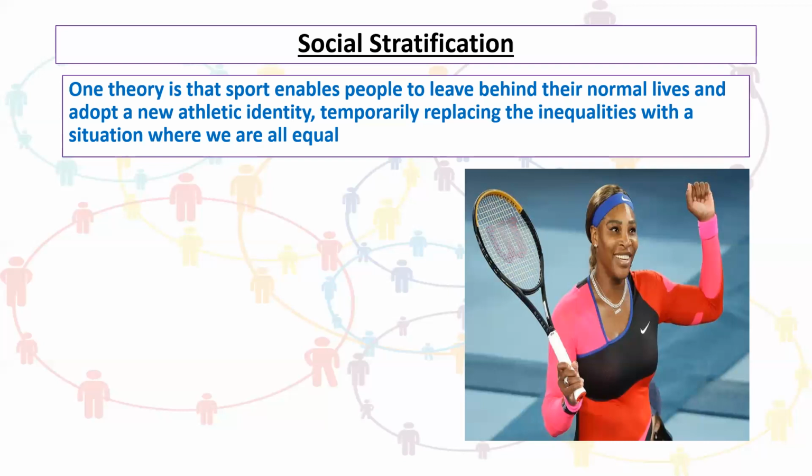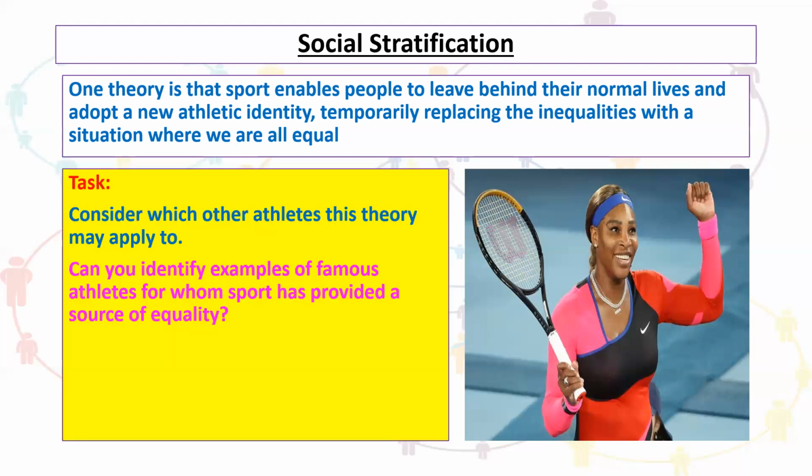So it's just a theory. It's just something to think about. But it's that idea that sport is a kind of leveler. Now, that's not to say that that's 100% accurate, but it's just part of the theory. And I've got this picture of Serena Williams here, because Serena Williams is arguably one of the greatest sports people of all time, men or women. Hugely successful, earned a huge amount of money, global superstar.